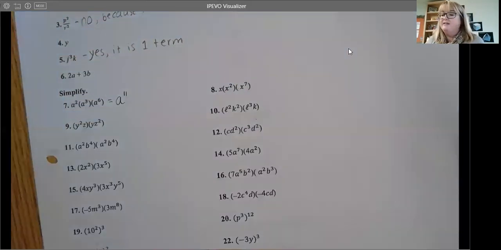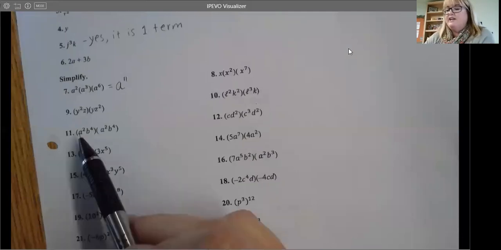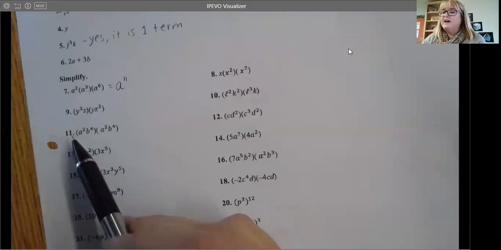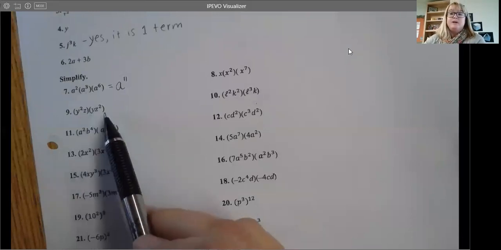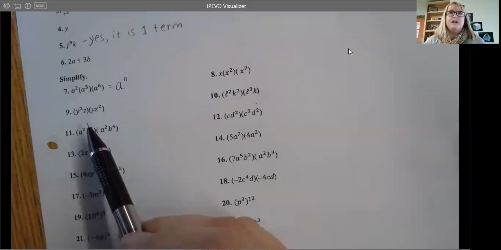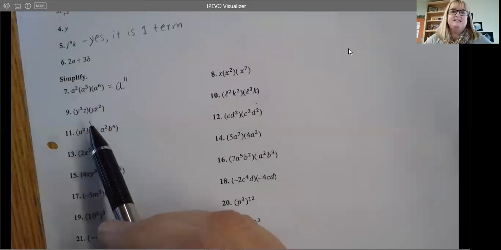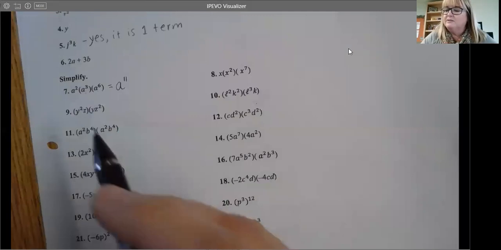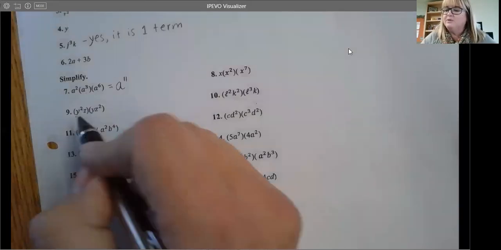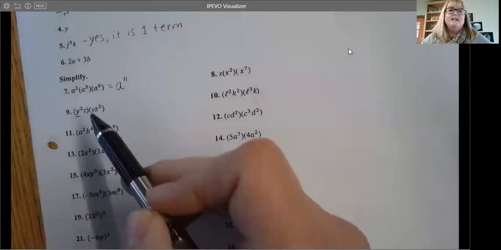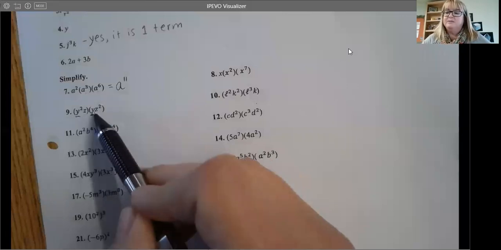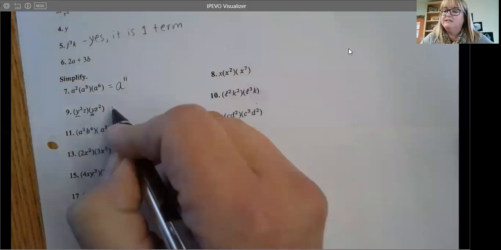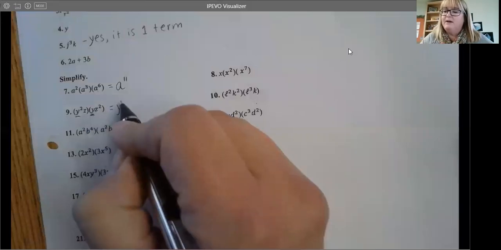Let's look at 9. 9 is a little bit trickier. It's not that bad, though. We've got y squared z times yz squared. So what you're going to do here is multiply the ones with the same bases. So if we look at this, we've got y squared times y. Well, this y is to the first power. So y squared times y to the first power, you would add the exponents. So it'd be y to the third power.